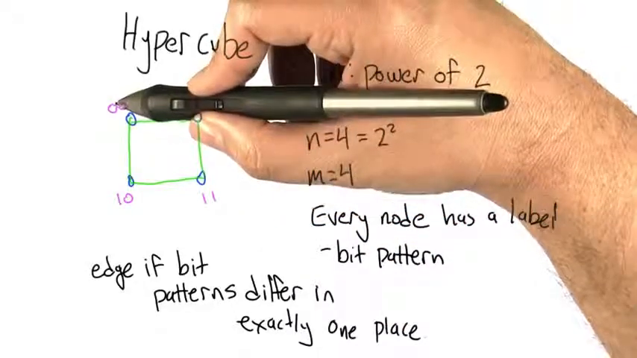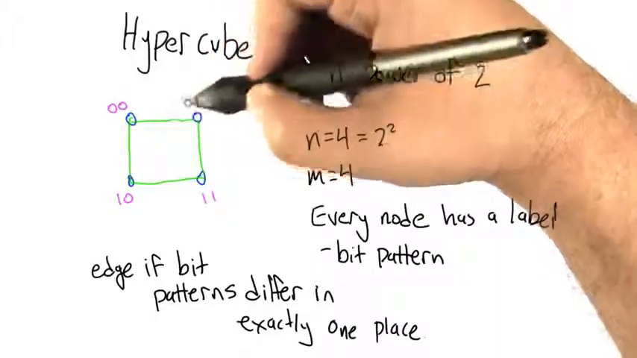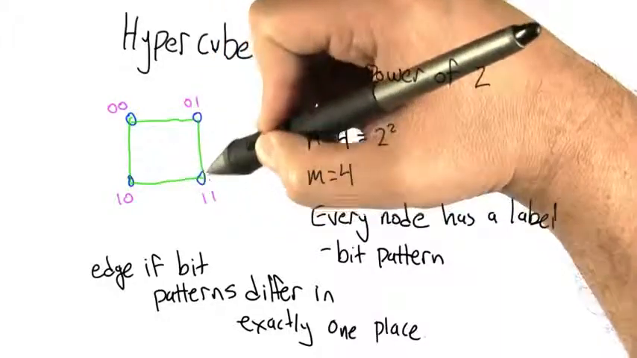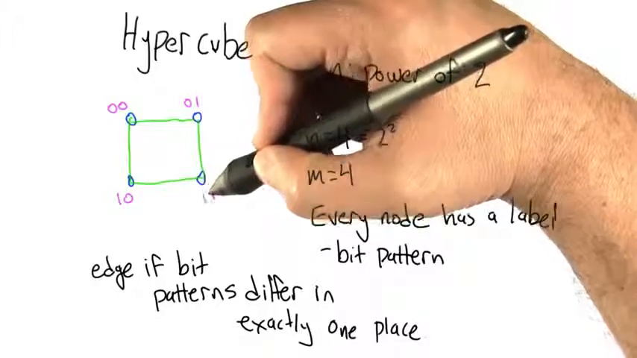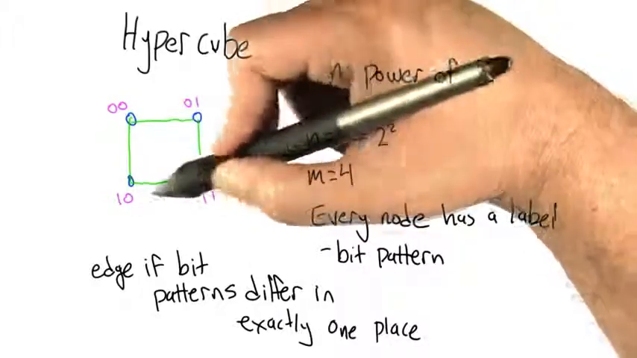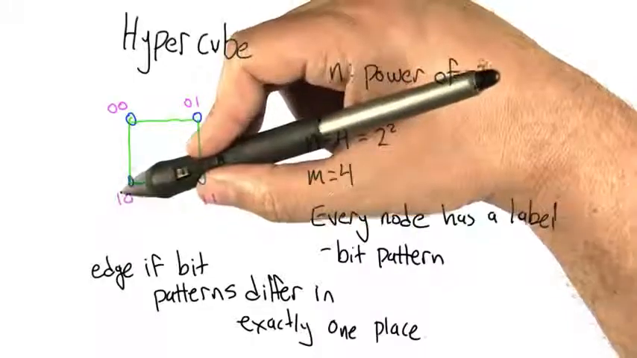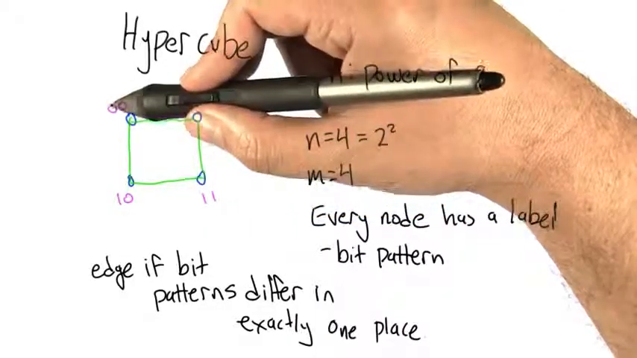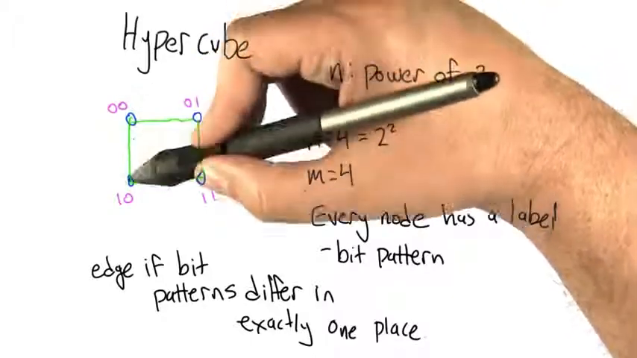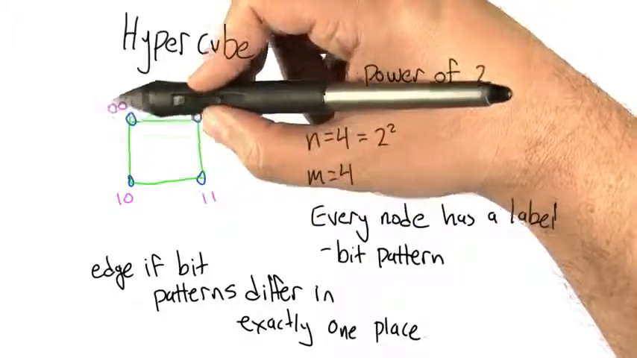If we label the nodes, these are now binary numbers, 00, 01, 10, 11, we connect these 2 nodes because they differ just in the first bit, 11, 01. We connect these 2 because they differ in the second bit, 10, 11. We connect these 2 because they differ in the second place, 00, 01. And we connect these 2 because they differ in the first place, 00, 10.